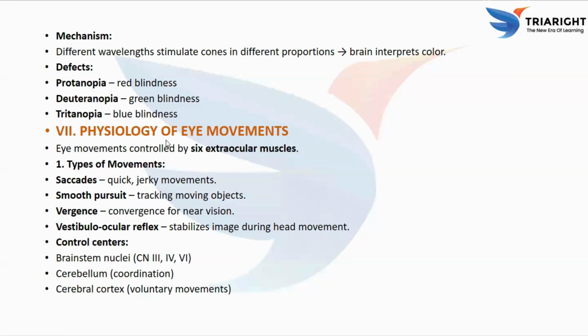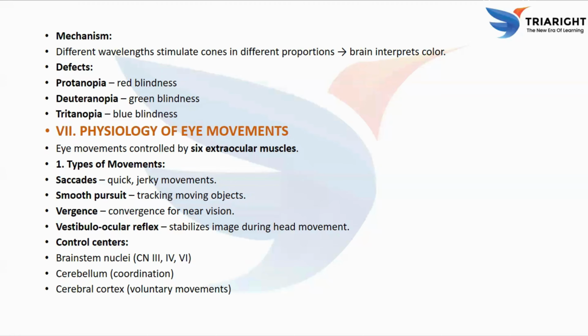So next is physiology of the eye movements. Eye movements are controlled by the six extraocular muscles. So what are the six extraocular muscles? Four are rectus muscles and two are oblique muscles. These six muscles position the eye accurately.